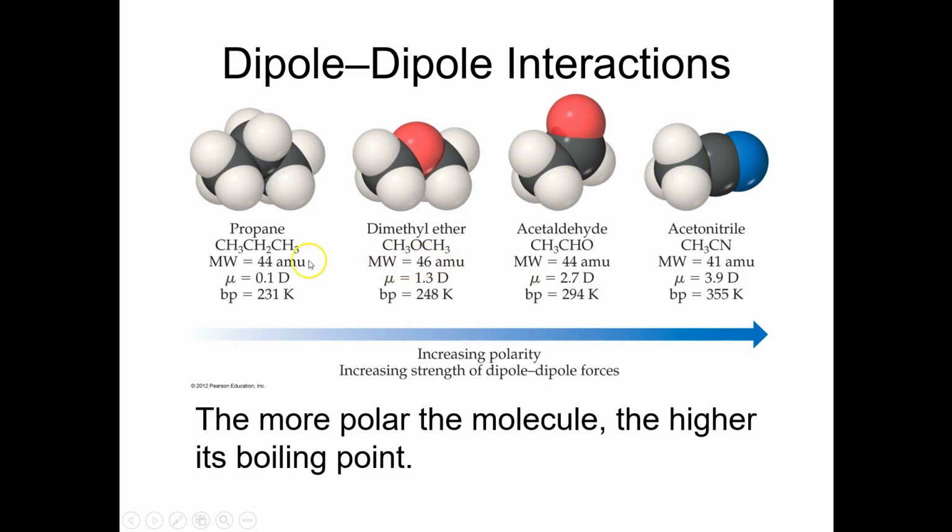The big difference in them is what's known as their dipole moment, which is a measure of the strength of their permanent dipole. And you can see that the dipole moment goes from essentially 0 in propane, which is not a polar molecule, up to 3.9 debye in acetonitrile, which is a very polar molecule. And you can see that as the dipole moment goes up from 0.1 to 1.3 to 2.7 to 3.9, the boiling points of all these things go up. And that is a trend that you will see in polar molecules of similar size.